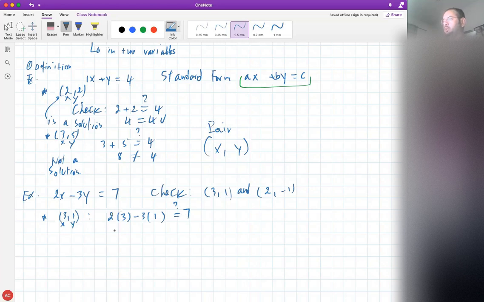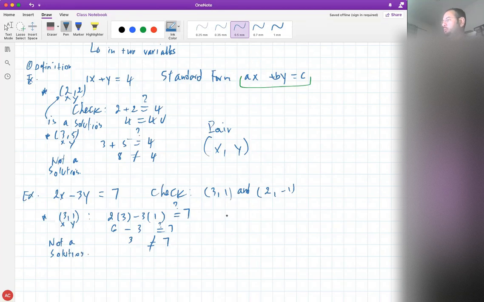Of course, the multiplication first, that's 6 minus 3. We say, is it equal to 7? 6 minus 3 is 3. 3 is not equal to 7. So what do we say about this pair, since it didn't work out? It's not a solution. Exactly. So this pair is not a solution to the equation. And that's it. We move on, check something else.